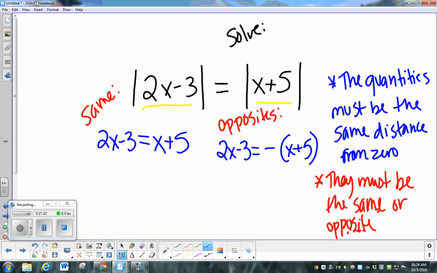So either they're the same, 2x minus 3 equals exactly x plus 5, or 2x minus 3 equals the negative of that other one. Now we have to just solve both of those. These are kind of long problems when this happens. On this first one, we need to get all of our x's on the same side, right? So let's subtract that x over to get them on the same side. So 2x minus x is just x. We've got x minus 3 equals 5.